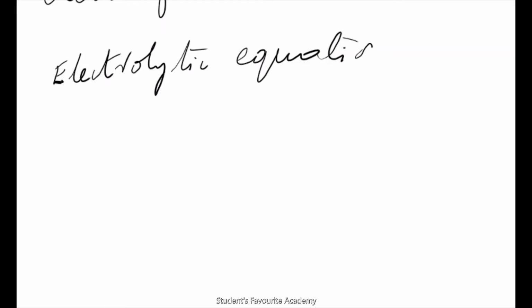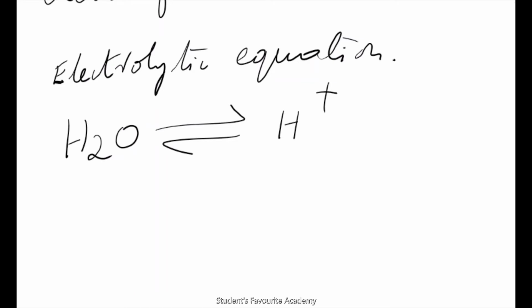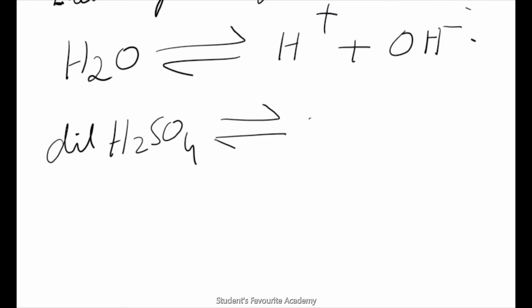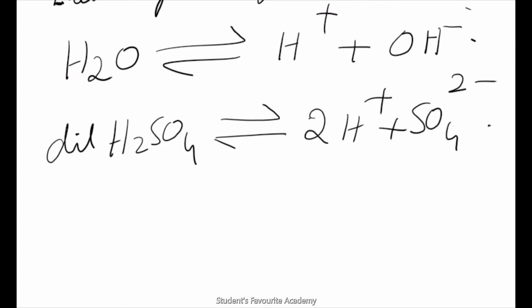the electrolytic equations. Water, that is H2O, reversible, H plus and OH minus ions. And the dilute sulfuric acid which is present in the water also ionizes, forming 2H plus plus SO4 2 minus. Okay.